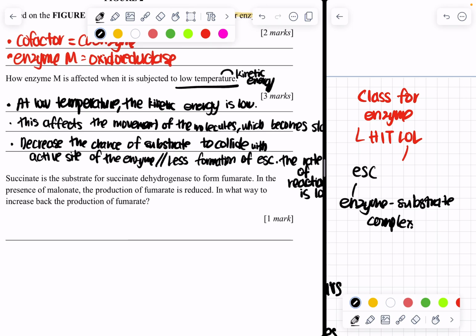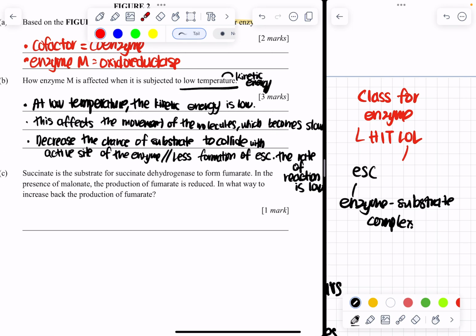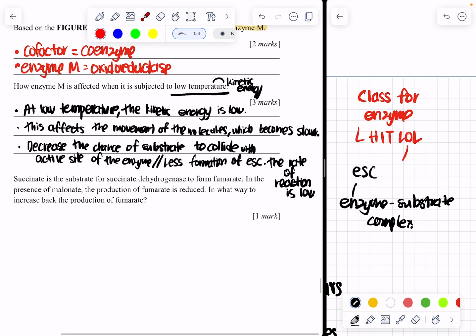Okay, so when it comes to this kind of question where you have to write down more than 2 marks, in this case 3 marks, make sure to write down one by one. So you have to talk about the kinetic energy, then the movement of the molecule, then the chance of substrate to collide with active site of the enzyme. Then the final one is rate of reaction is low.